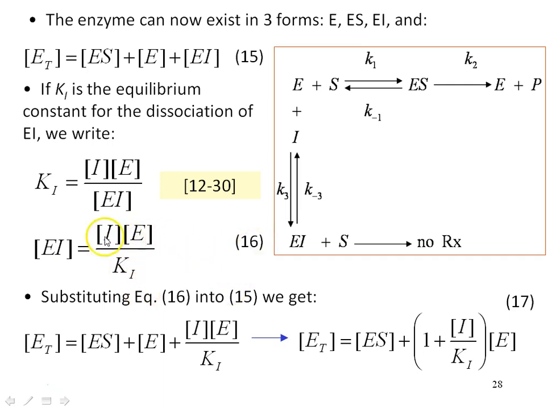Now if we substitute this equation here, so the enzyme inhibitor concentration, I write it as that, and substitute that here, I get the total enzyme concentration is equal to the enzyme substrate complex concentration plus the free enzyme concentration plus the inhibitor times the enzyme over the dissociation constant of the enzyme inhibitor complex. If we take E as a common factor in these two terms, that becomes 1, and that becomes I over Ki, and they are both multiplied by E.